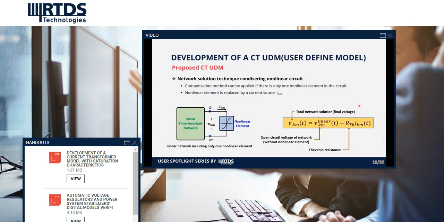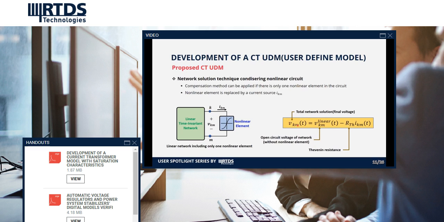Now I will explain the network solution method. For the linear networks that do not include nonlinear elements, solutions can be easily found through the nodal equation. With only one nonlinear element in the network, the solution can be kept essentially linear by confining the nonlinear algorithm to the branch with the nonlinear element. In this case, the compensation method can be applied, whereby the nonlinear element is excluded from the network and replaced by a current source like this figure.